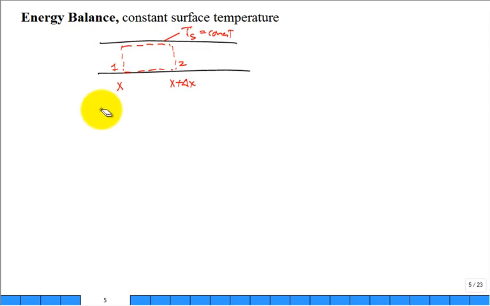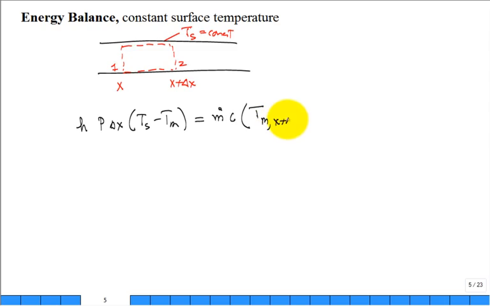What it is, we still have our area, perimeter times delta X, but we don't have a constant q double prime. So we have a convection coefficient, and we have the surface temperature minus the mean fluid temperature at that location. That's our rate equation at which heat is coming in. Hopefully that makes sense. And then the same idea, we have the mass flow rate, specific heat, the mean temperature of the fluid at X plus delta X minus the mean fluid temperature at X.